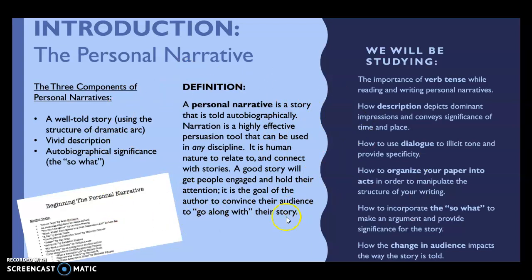A lot of that is on this slide here, and you can certainly look into that now. But in general, you need to know that you're going to write a story, a well-told story using the dramatic arc, so having a good beginning, rising action, some kind of climax, some kind of falling action, and some kind of conclusion, and that conclusion must give that autobiographical significance, answering the question, so what, why are you telling the story? You must have vivid description.